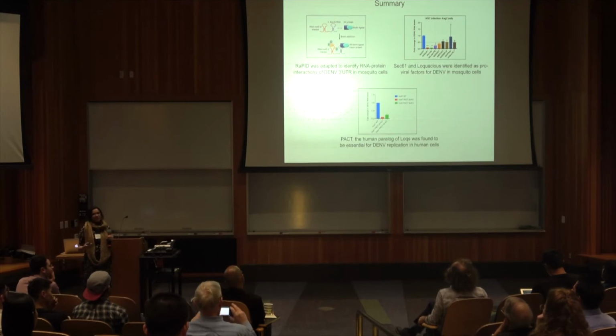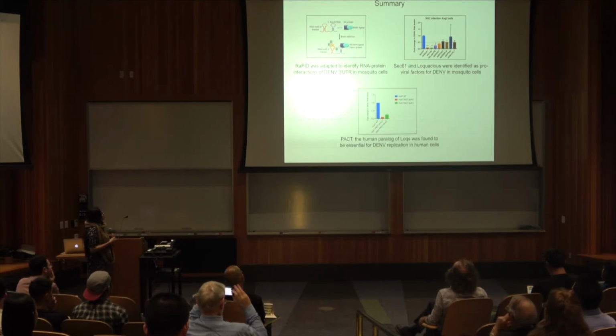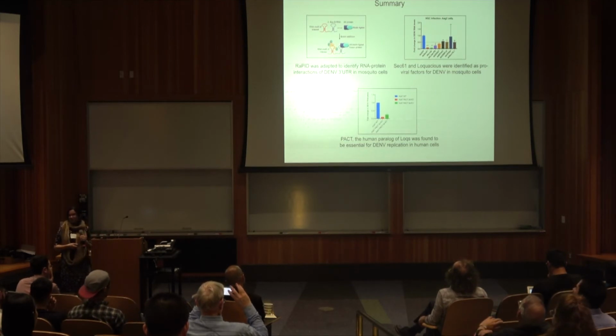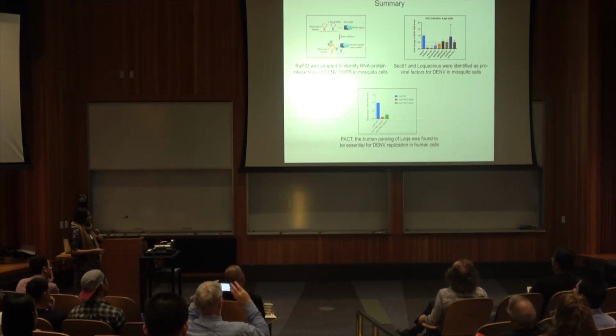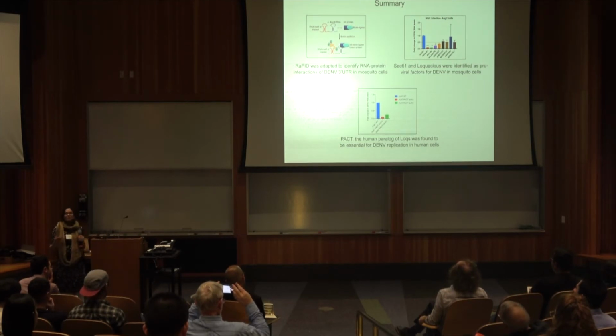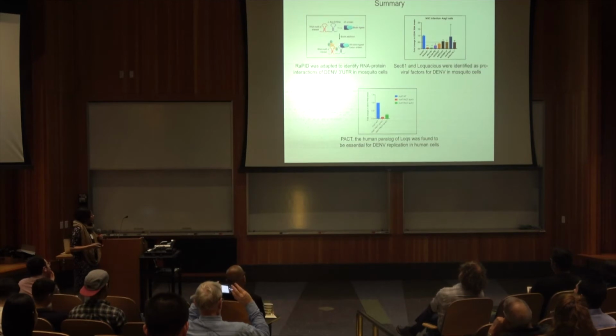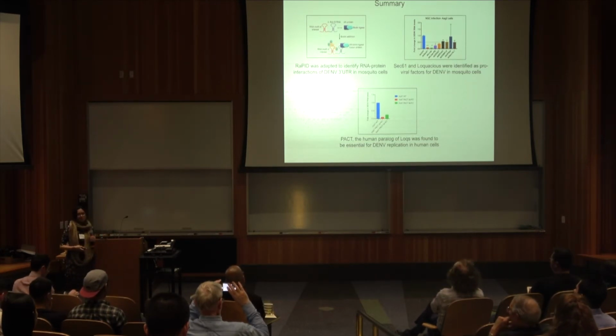And to summarize what you have heard so far, we adapted RAPID to identify RNA protein interactions of the dengue 3' UTR in mosquito cells. And we identified two important proviral factors, Sec61A1 and loquacious, in mosquito cells. And interestingly, the human paralog of loquacious, which is PACT, also showed a similar proviral phenotype, where it was essential for dengue replication in human cells.